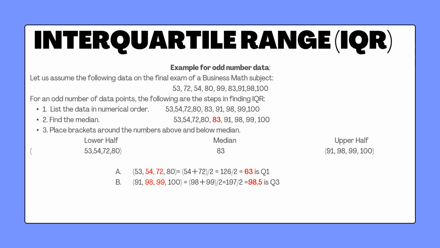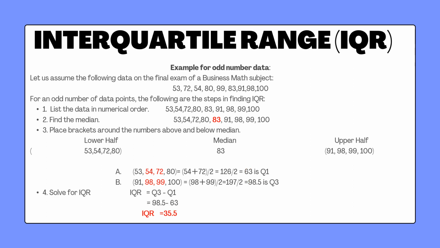Lower quartile or quartile 1 equals median of lower half equals 54 plus 72 divided by 2 is equal to 63. For the upper quartile or quartile 3 equals median of upper half, so that is the sum of 98 and 99 divided by 2. And the answer is 98.5.